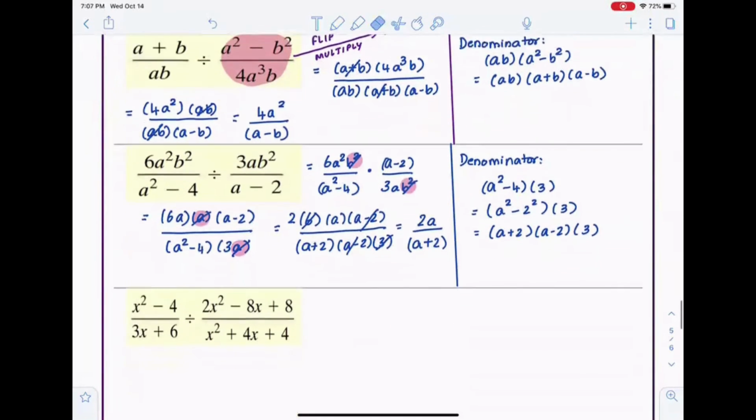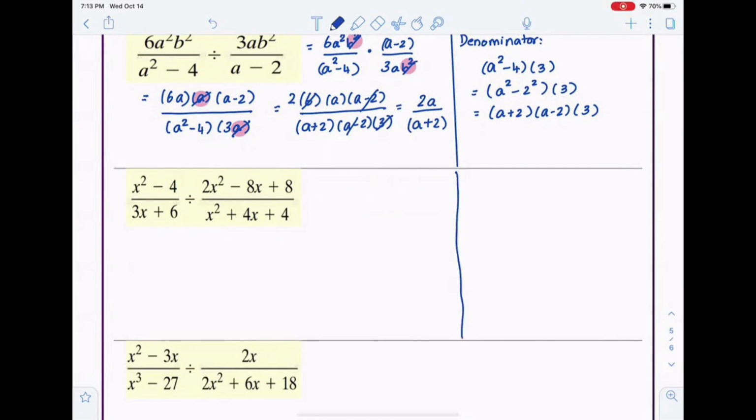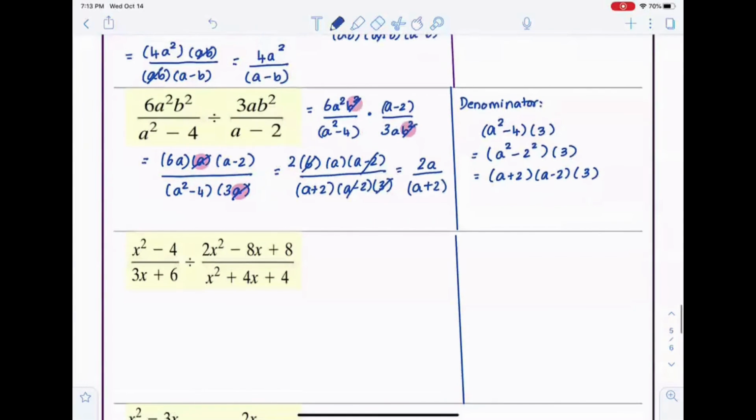So let's try this one. The first step here is to flip and multiply. The next step would be to factor those, combine the numerator and denominator, and cancel out the common factors. So the first step is to flip the second rational expression and multiply it to the first. Then we can take care of the rest.